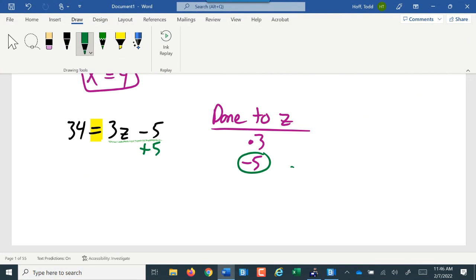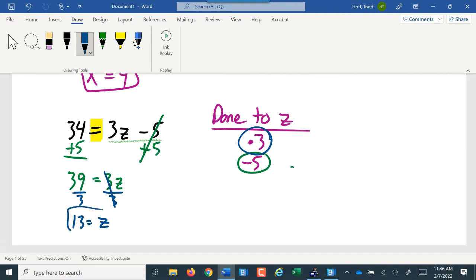Again, we're adding, so we only have to do it to one item on each side. We add 5 to get rid of the negative 5 on the left side. We add 5 to the 34 on the right side to get 39. Left side, we still have the 3z. Next, we'll get rid of the multiplying by 3. That's the last piece. Get rid of it by dividing by 3. Again, there's only one item left on each side, so we divide them. 39 divided by 3 is 13. And 3z divided by 3, well, the 3s cancel out. That's 1z or just z. 13 equals z.